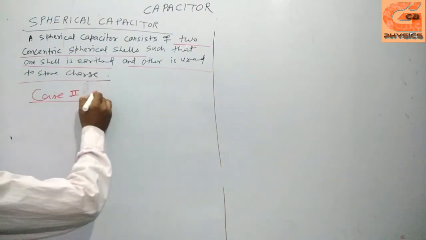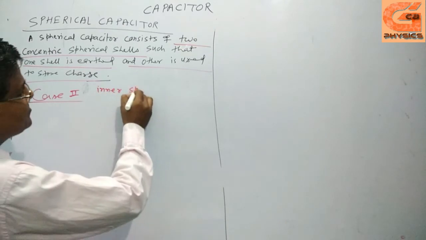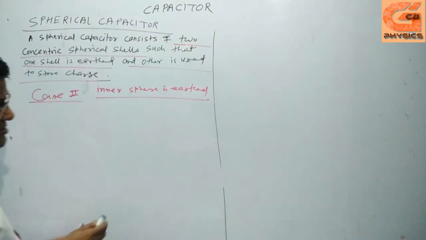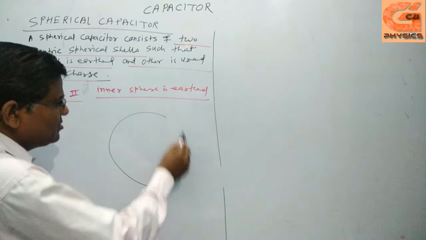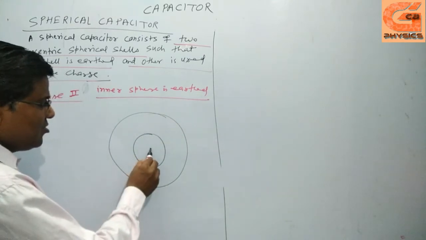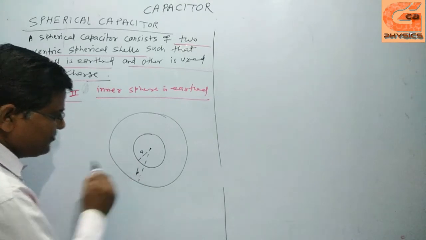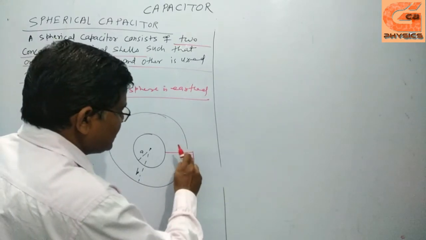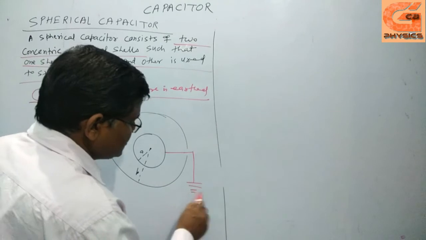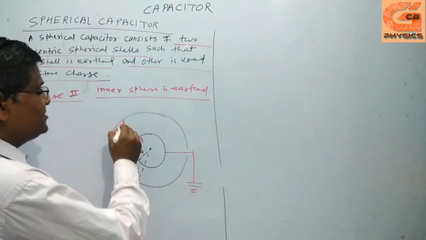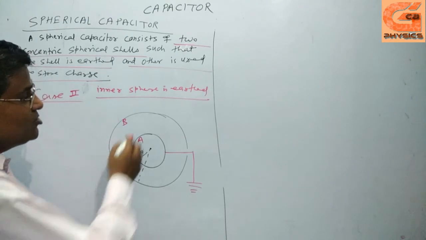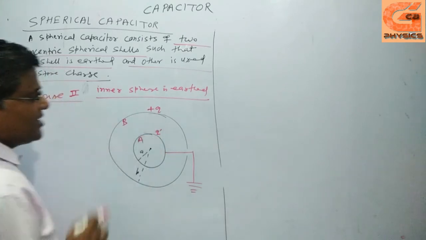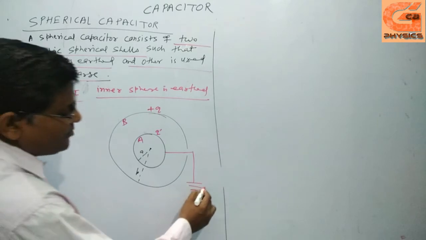Now case 2, when the inner sphere is earthed. Second case, inner sphere is earthed, means consider a sphere and inside the sphere is another sphere of radius A, and this is the radius B. And this is earth. The main thing is this is not connected, just an arrangement. This A, this B, and charge is given to the outer sphere. Then an induced charge, minus or plus, we will decide further, Q dash.